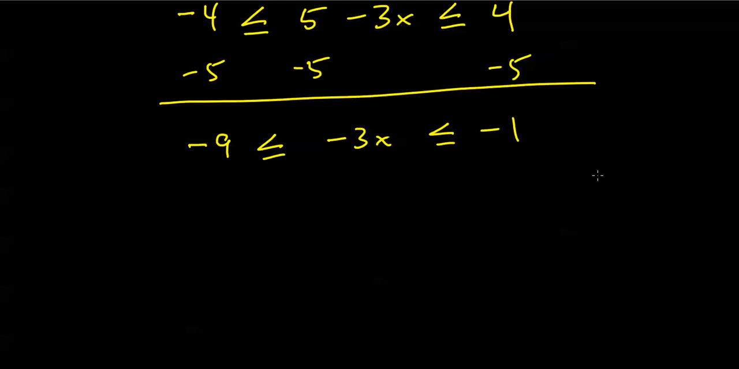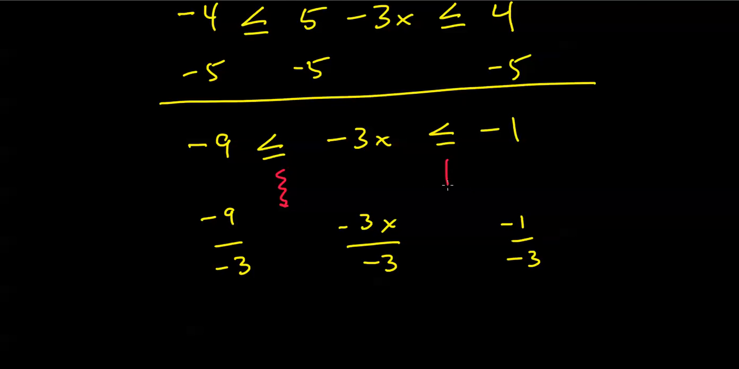Alright, and here now I will divide each element by -3. And again, I'm going to pause because you know what happens. When you multiply or divide an inequality through by a negative quantity, you reverse the inequality arrow. So I'm going to pause for a minute, indicate that very clearly. So I get a greater than here and a greater than or equal to here, right?